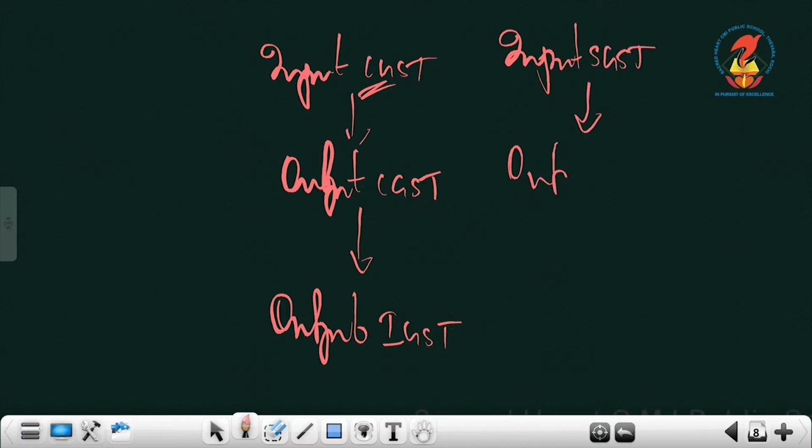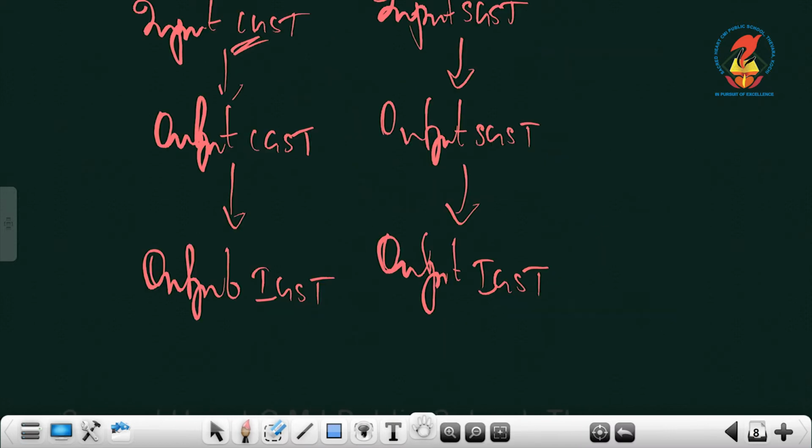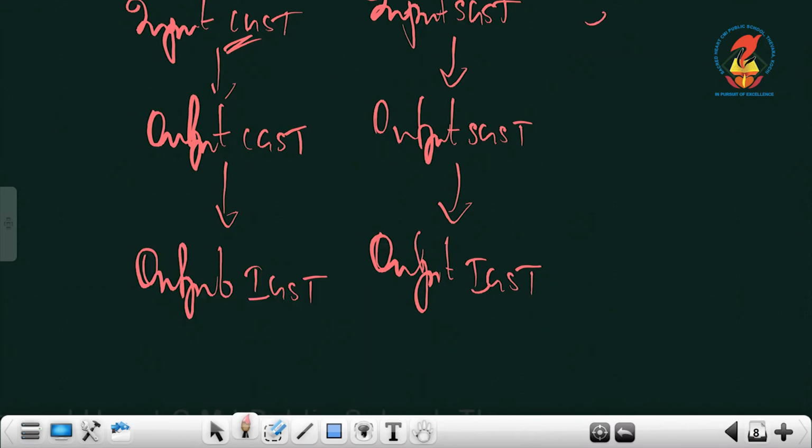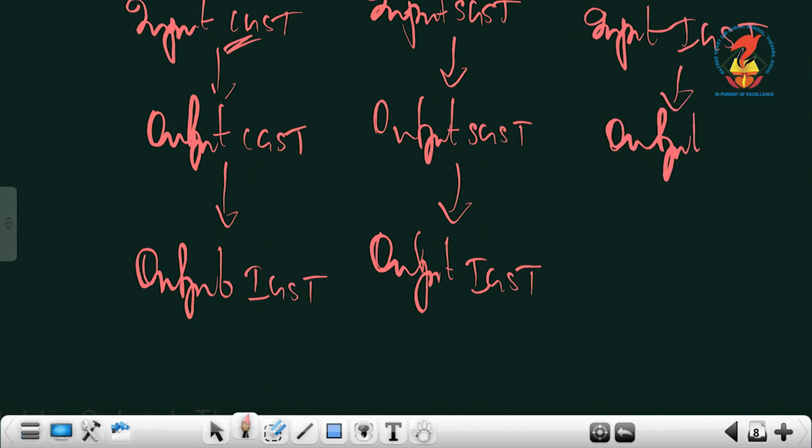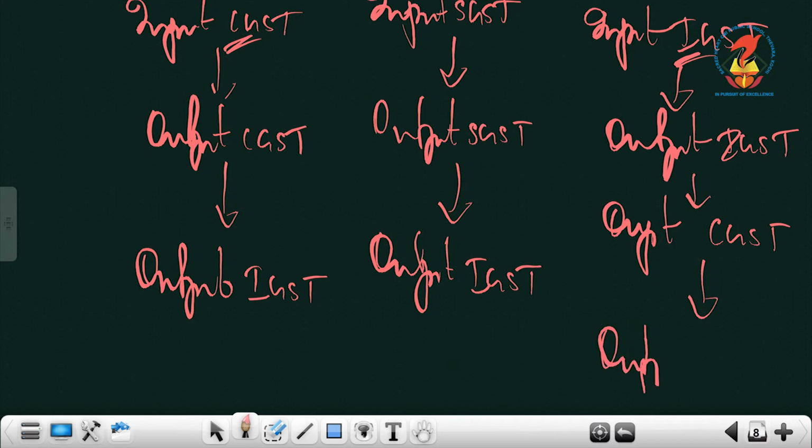Similarly, input SGST first must be set off against output SGST, then finally against output IGST. IGST means Integrated Goods and Services Tax. Then input IGST first you have to set off against output IGST, the same head you have to take first, then against output CGST, finally against output SGST.